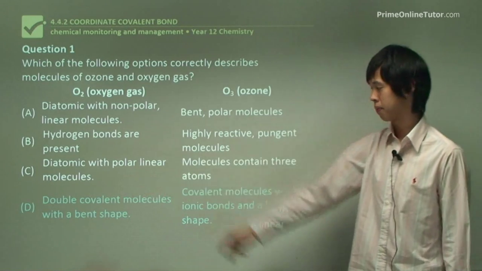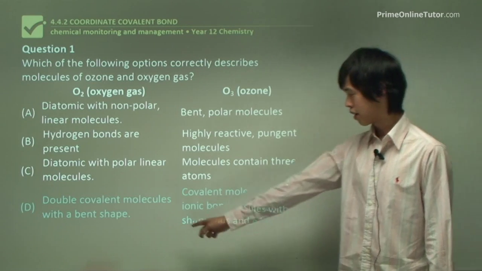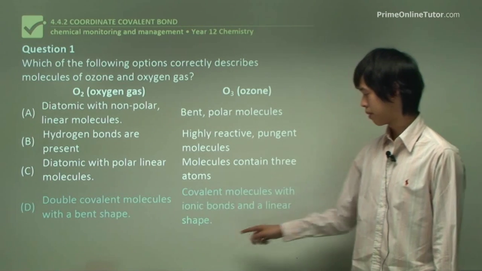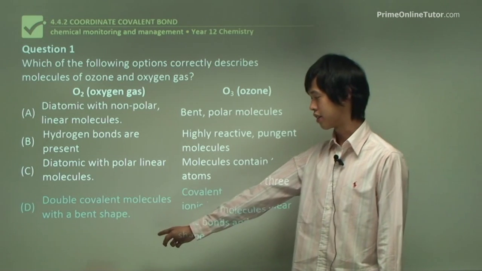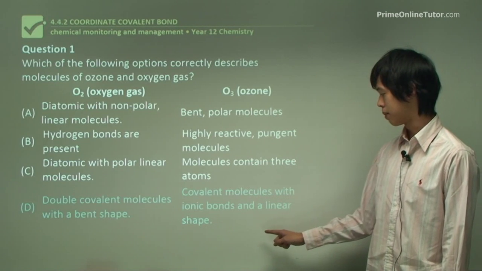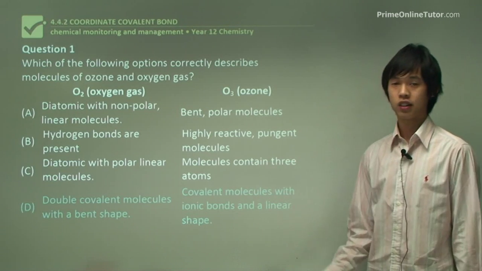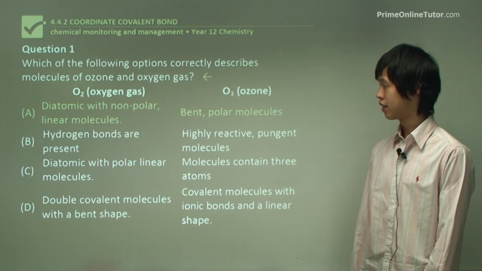Oxygen is not polar, so D, again, is not correct. Double covalent molecules with a bent shape, covalent molecules with ionic bonds and a linear shape. Oxygen is not bent, it's straight. However, covalent molecules with ionic bonds is also incorrect, and it's not linear. So that leaves A, which is correct.